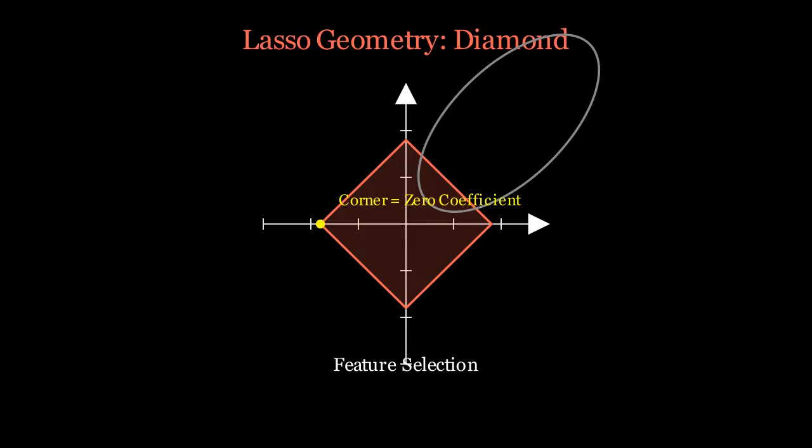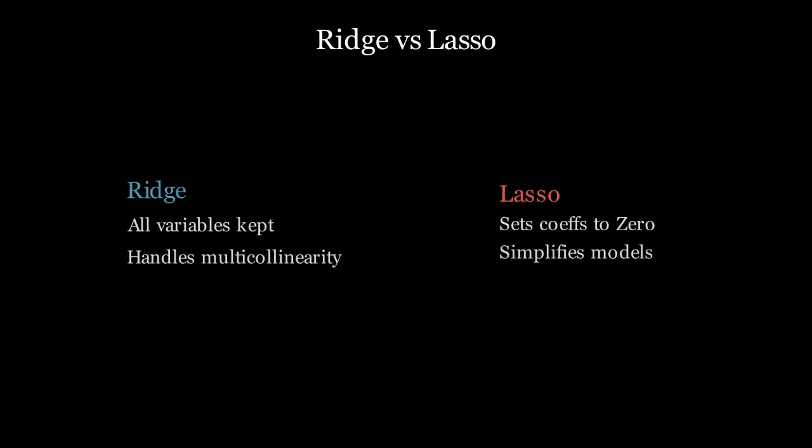Use Ridge when you believe most variables contribute slightly to the output and you want to prevent extreme values. Use Lasso when you suspect only a few variables are actually important and you want a simpler, more interpretable model. If you can't decide, there is the elastic net, which combines both penalties.